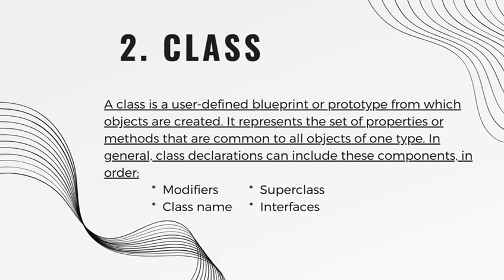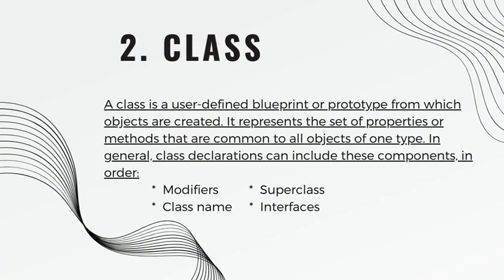Class. A class is a user-defined blueprint which can create objects. It represents the set of properties which are common to all objects. Modifiers, class name, superclass, and interface are the components which can be used for class declaration.